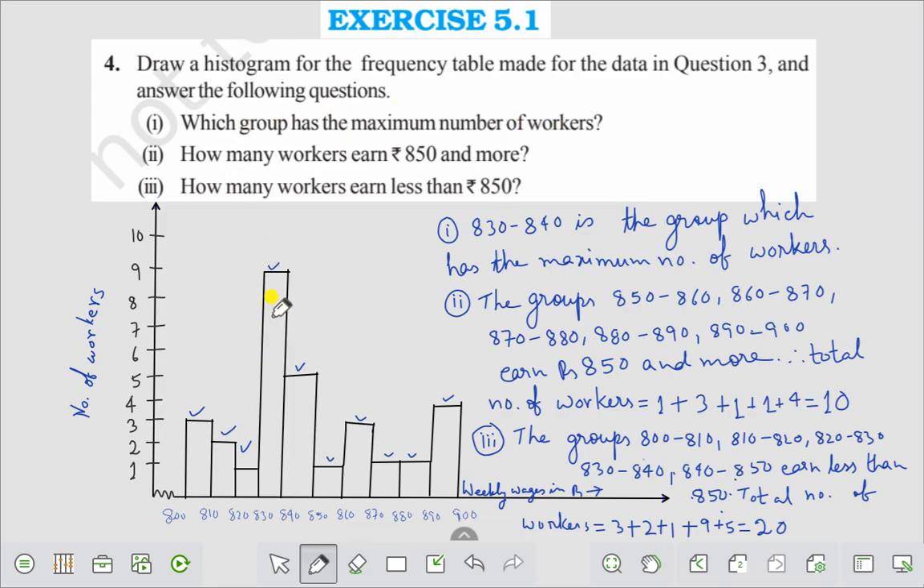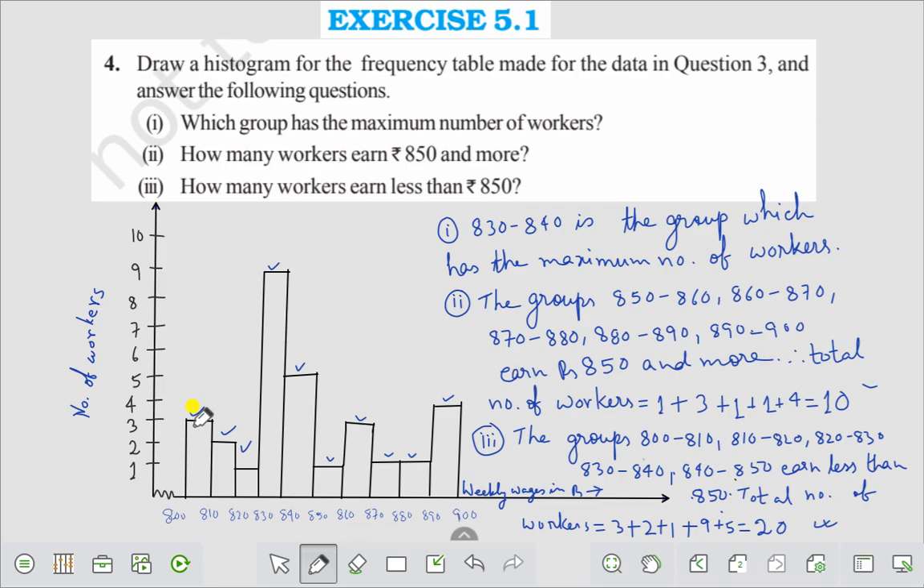You see this group, right? That is 830 to 840, the group which has the maximum number of workers. How many workers on 850 and more? That is this group, 850 and more. That means this one and this one, right? That is 1 plus 3 plus 1 plus 1 plus 4. That is 10 workers. And how many workers are less than 850? That means this and this group, 1 2 3 4 5. That is 3 plus 2 plus 1 plus 9 plus 5. That is 20, right?